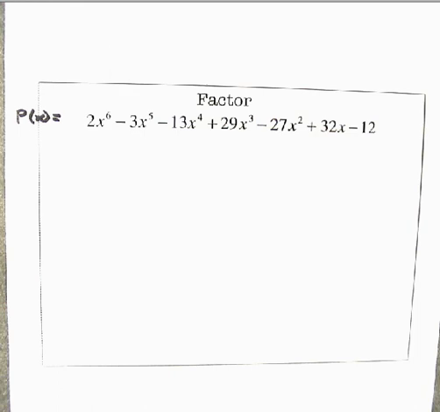Okay, here's my polynomial p of x. It's a 6th-degree polynomial. It's huge. I want to factor it. Why? In this case, maybe to graph it. But we're going to see in this example the usefulness of the rational root theorem.